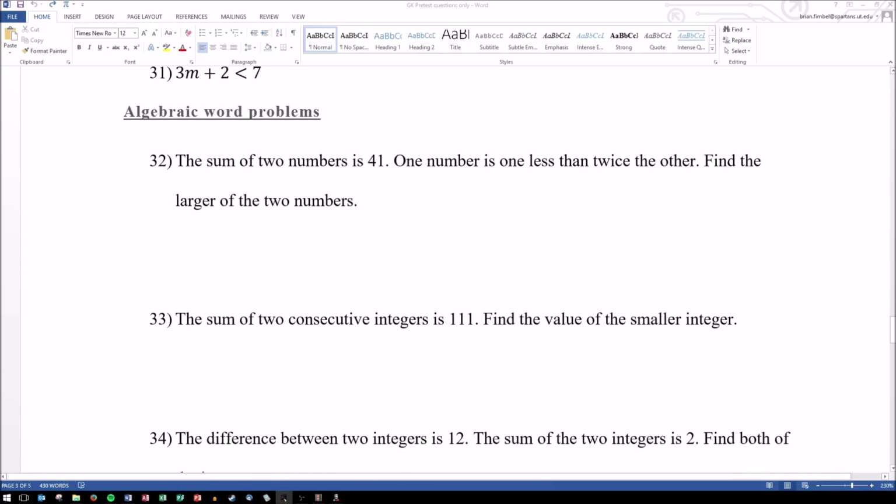Alright, so now we're going to move on to number 32, and we're getting to the end of this pretest. Let's get everything back in order before we look at it. Okay, 32. The sum of two numbers is 41. One number is one less than twice the other. Find the larger of the two numbers.